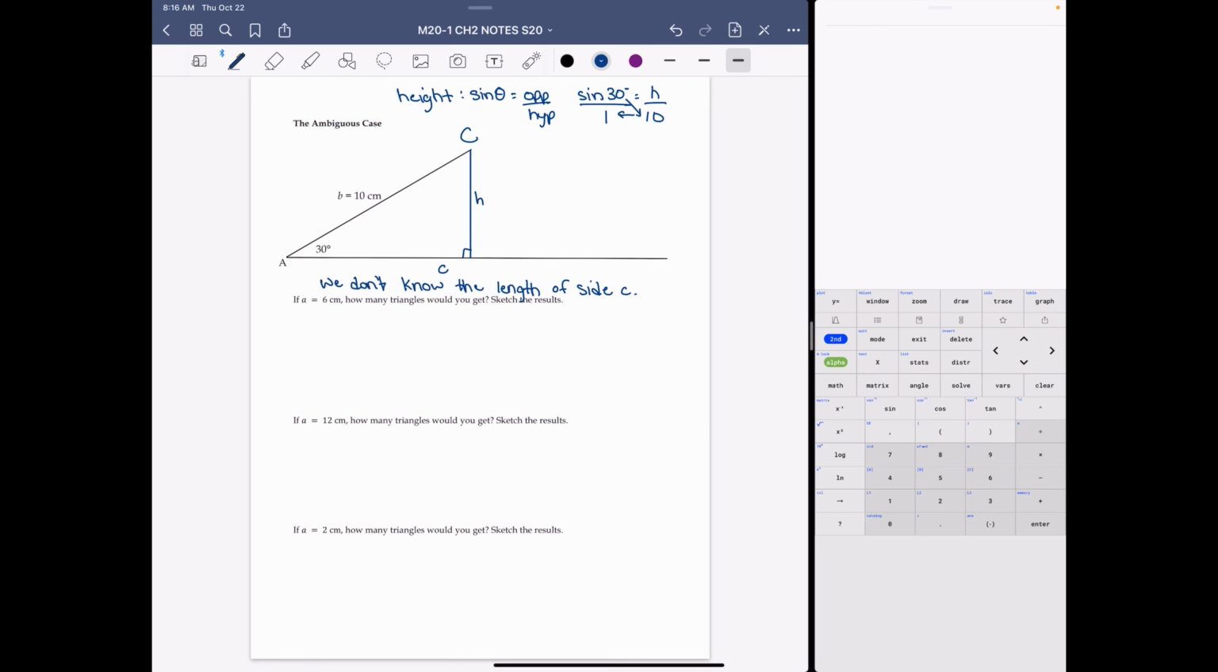Let's make sure we're in degree mode first. Do sine 90 equals 1, so we're in degree mode. Okay, sine 30, move out of the brackets, times 10, and dividing by 1 wouldn't do anything, so we get 5. H equals 5, and units would be centimeters.